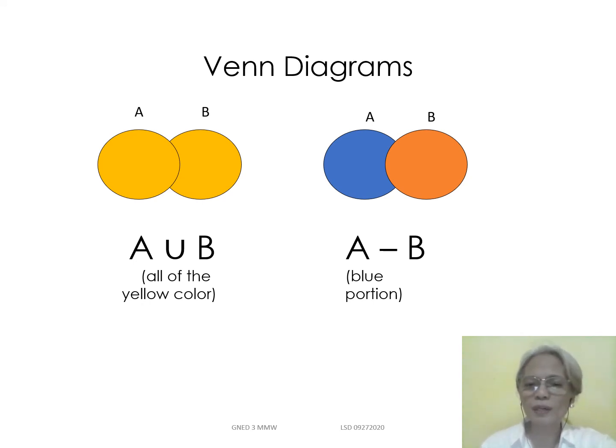Here is the difference of sets A and B, specifically A minus B. We get rid of the set B, so what is left is the blue portion. Notice that part of set A is overshadowed by set B. This portion is still part of set A, but it is also a part of set B, and we do not want B. Therefore, the blue portion is the answer to A minus B.